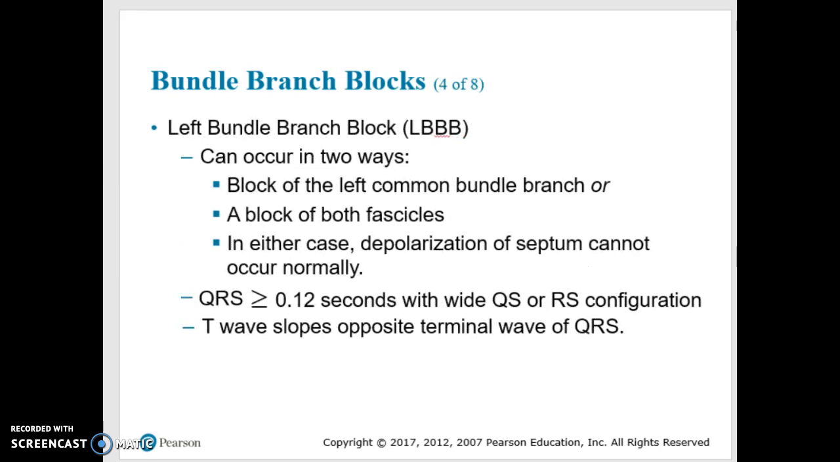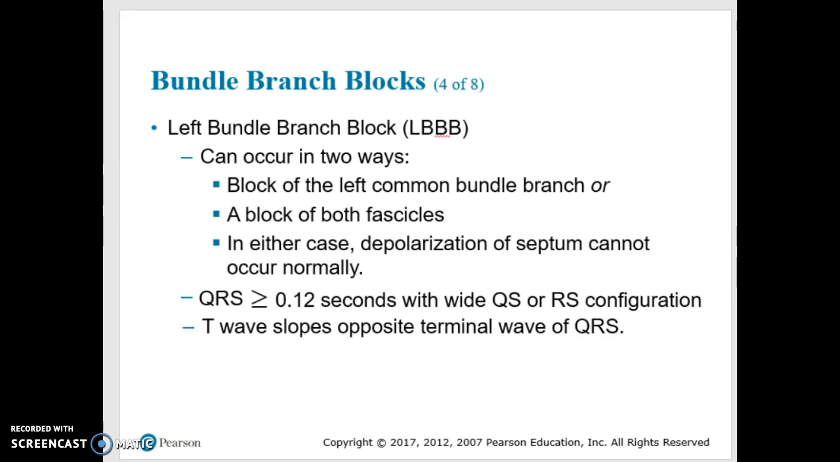Let's go now and let's talk about the left bundle branch block, the LBBB. This left bundle branch block can happen in two ways. A block can be at the left common bundle branch, a part of the bundle branch before the fascicles, or it can be a block in both of the fascicles. Because we know the left side branches off into two different fascicles, the block can be in different locations.